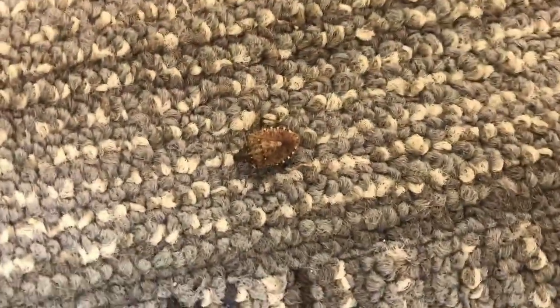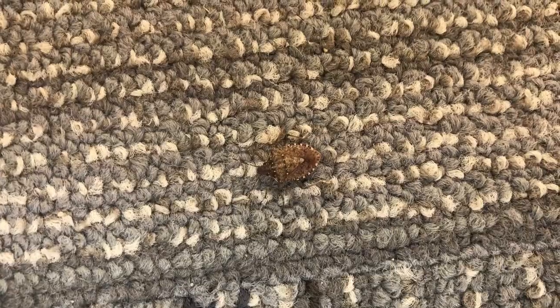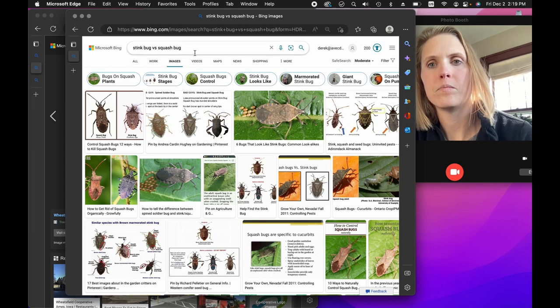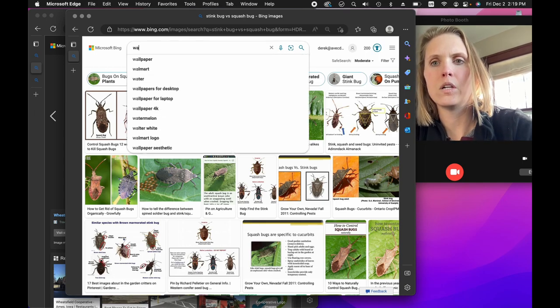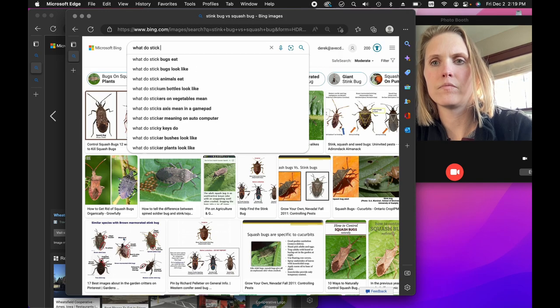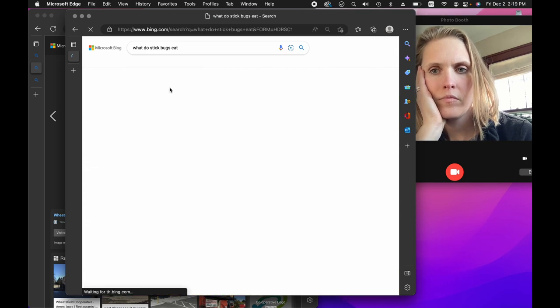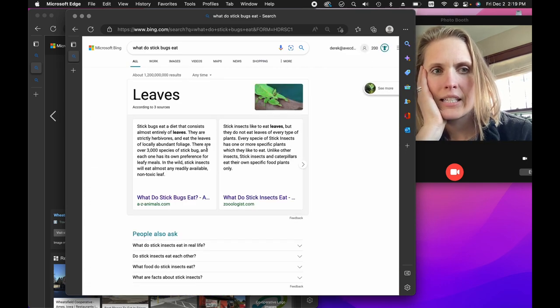I feel like I see those guys too. I don't know. What do stink bugs eat even? What do stink bugs eat? Stink bugs' diet consists of mostly entirely leaves. They're strictly herbivores and eat the leaves of locally abundant foliage. Wow, there are 3,000 species of stink bugs. Each one has a preference for leafy meals.